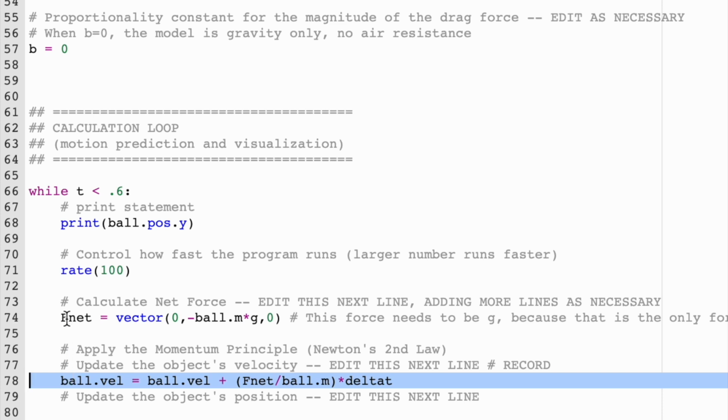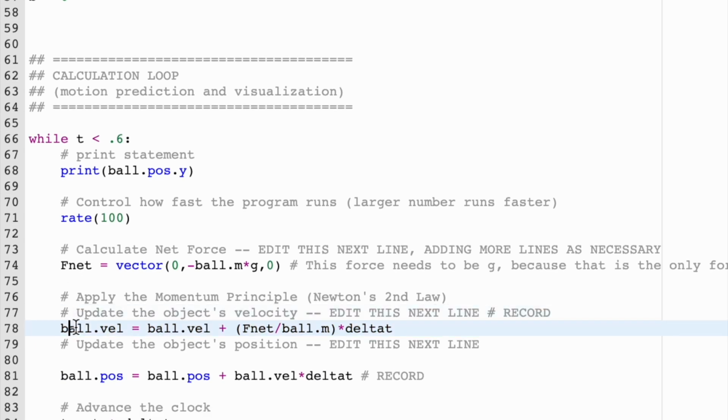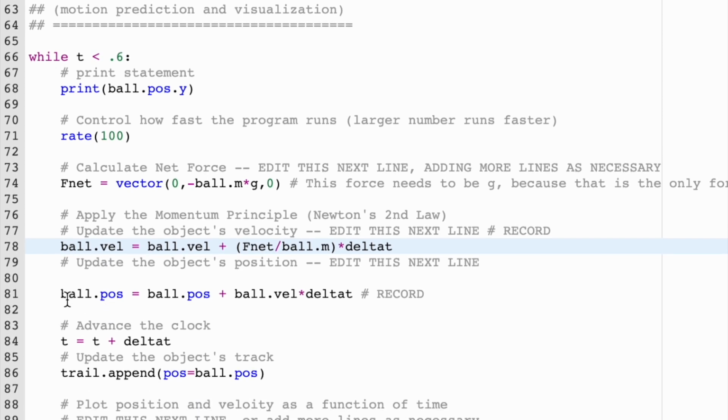On line 74, this is where the only force acting on the object is gravity. Then on line 78, this one updates the ball's velocity. And then on line 81, this updates the ball's position.